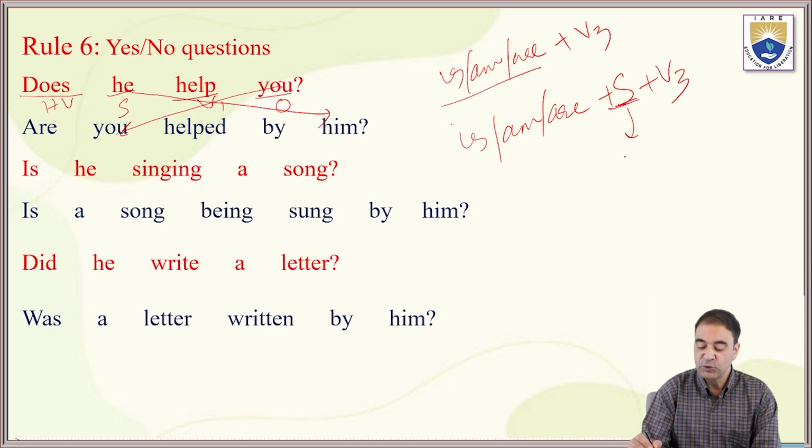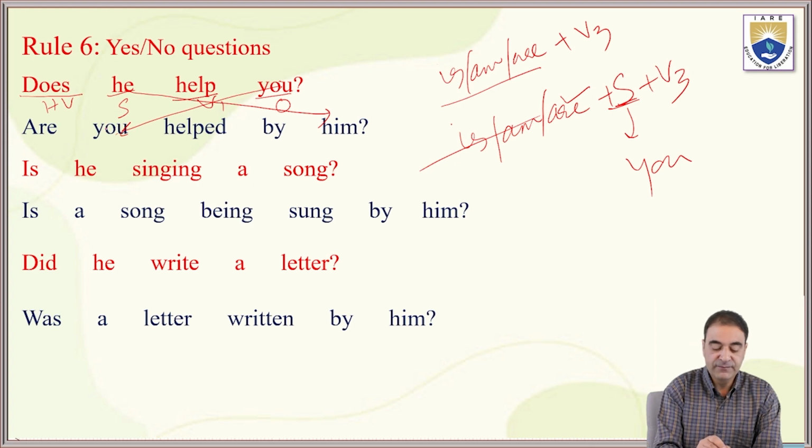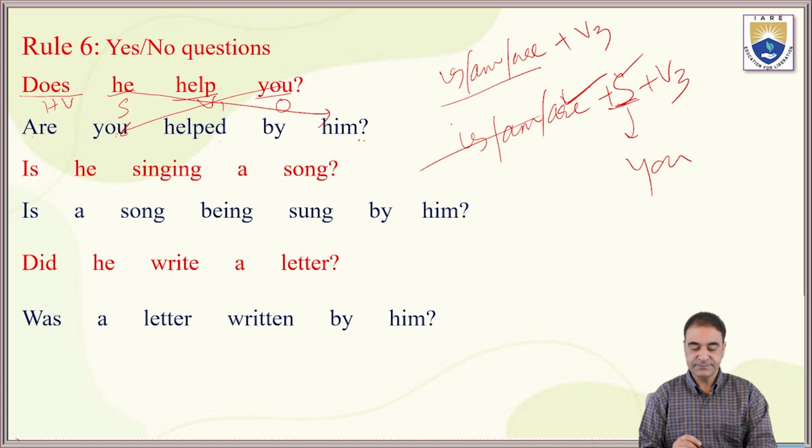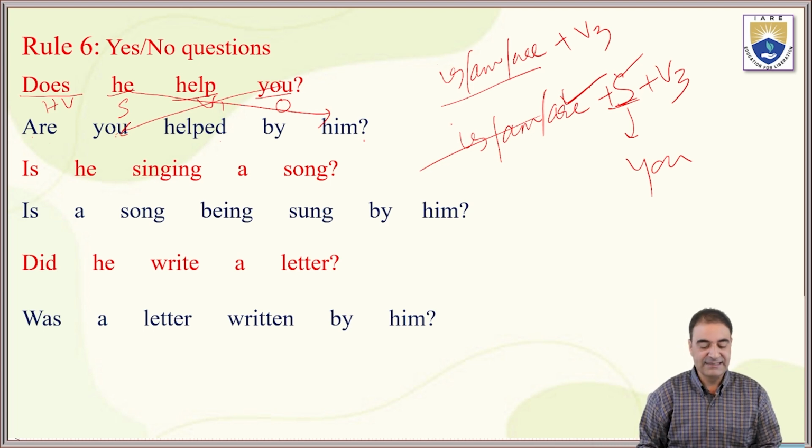If the subject is you, we use are. We don't use am or is. Therefore, are. Are you? Very good. This are, then you, and then verb in third form. And what is the third form of help? It's helped, by him. He will change into him. Now look at the second example.